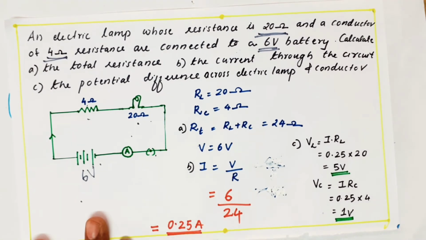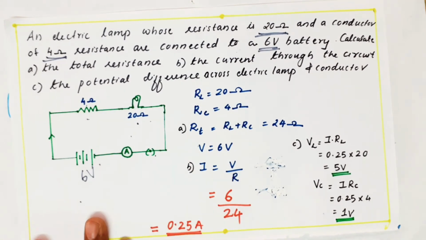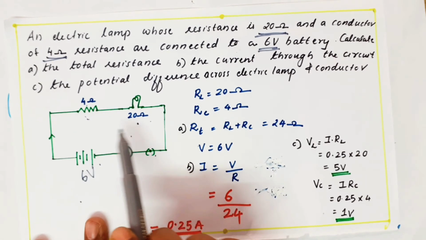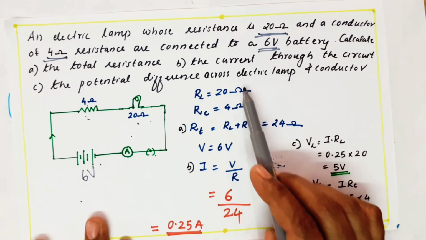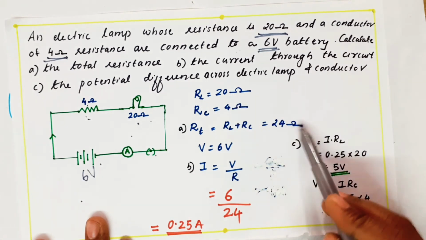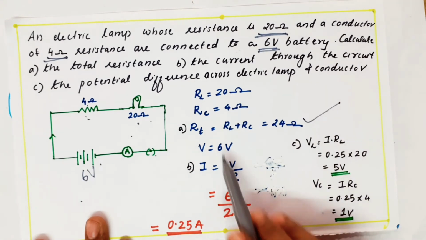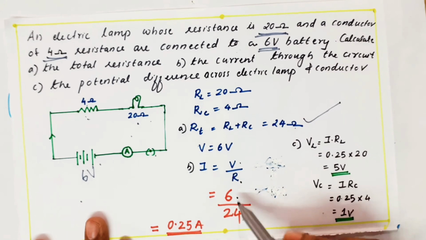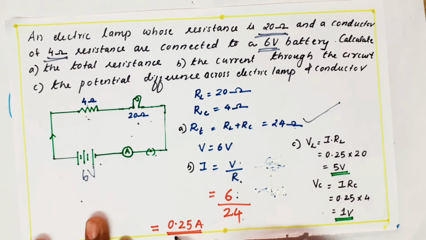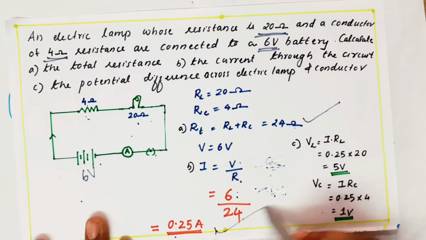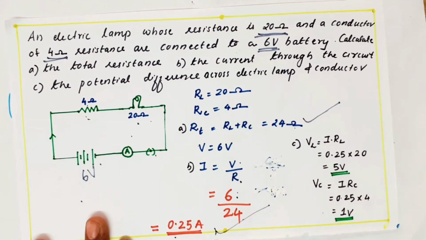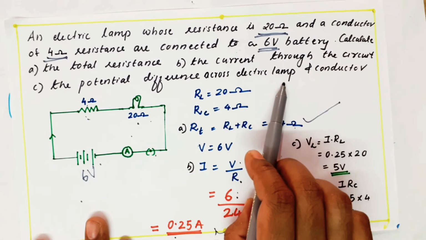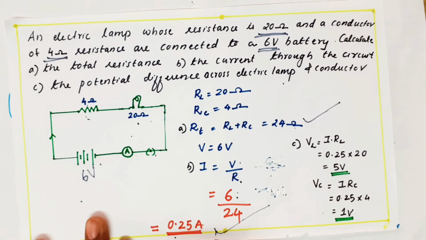Key is closed. Now total resistance means by seeing the diagram I can understand that these two are connected in series. So the total resistance is 20 plus 4, 24 ohm. If you want current, V by R, V is 6 by R is 24. 6 by 24. That is 0.25 ampere. This is also simple. Another one, you should put a little effort. Find the potential difference across electric lamp and electric conductor.